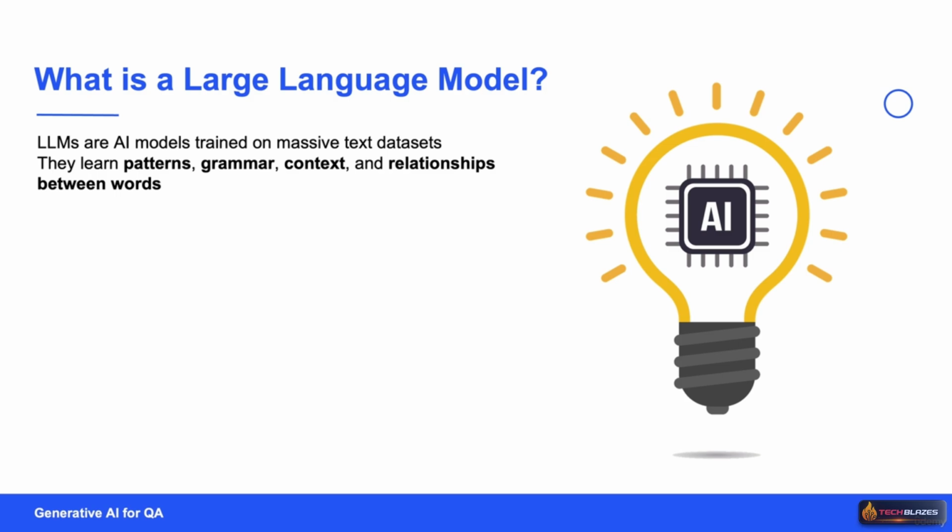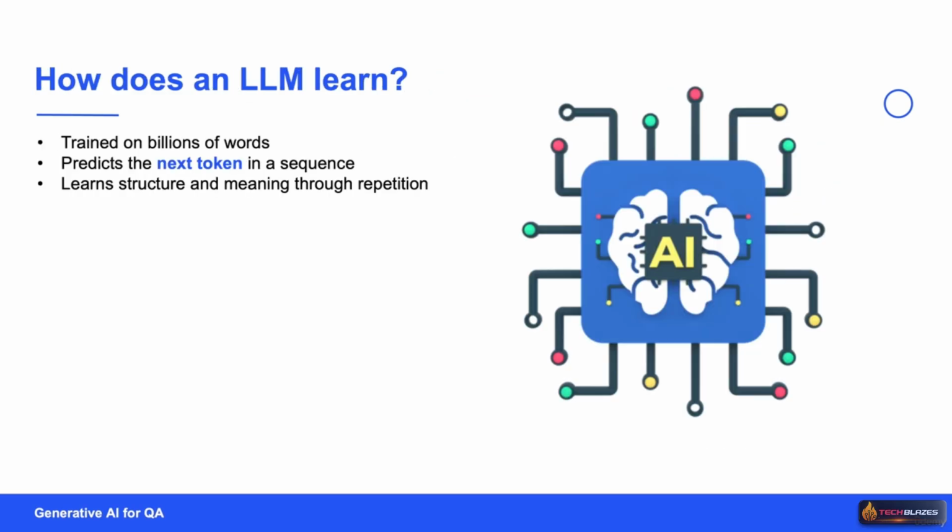It learns the patterns in how we use language. It understands relationships between words, context, and tone. That's why when you ask ChatGPT a question, it can respond in a natural, structured way, because it has learned how language works. So, how does it learn?